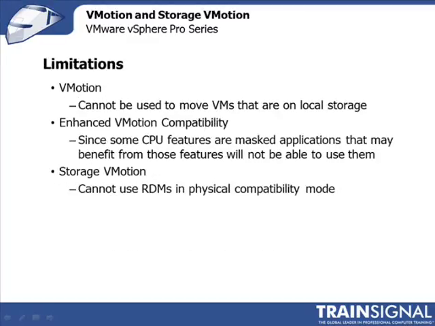There are not too many limitations for using these features. For vMotion, it cannot be used to move VMs on local storage to other hosts. They must be on shared storage. For EVC, since some CPU features are masked, applications that may benefit from these features will not be able to use them. And for Storage vMotion, you cannot use it with VMs that have raw device mappings that are in physical compatibility mode.